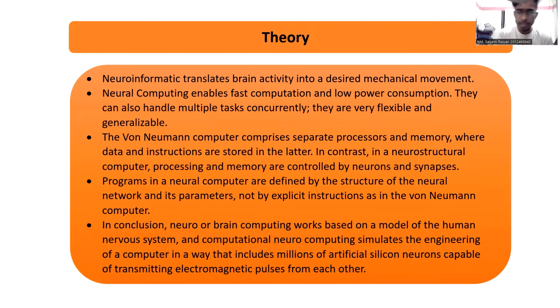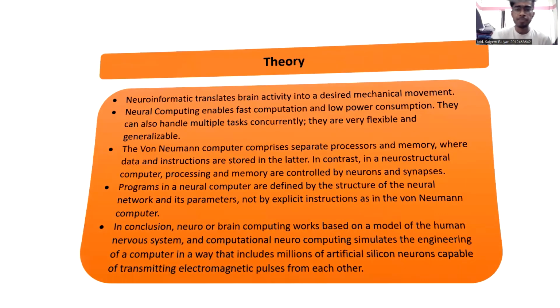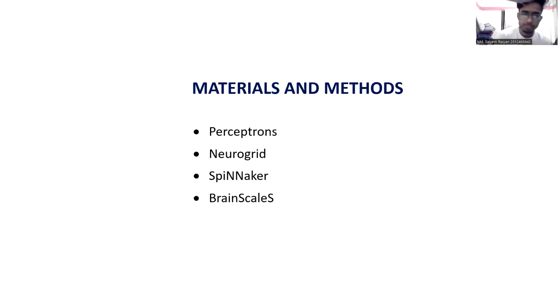Neuromorphic computing works based on a model of the human nervous system as a computational model. Neuromorphic computing simulates the engineering of a computer in a way that includes millions of artificial silicon neurons capable of transmitting electromagnetic pulses to each other. Then I discuss the material methods: perceptron, Neurogrid, SpiNNaker, and BrainScaleS.